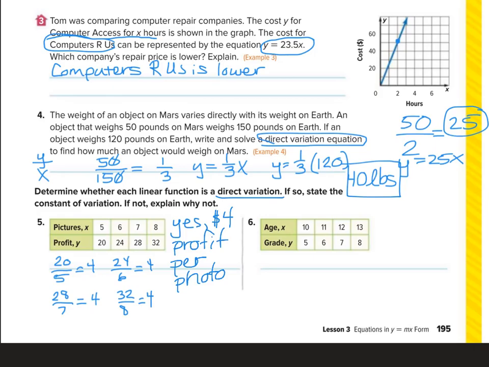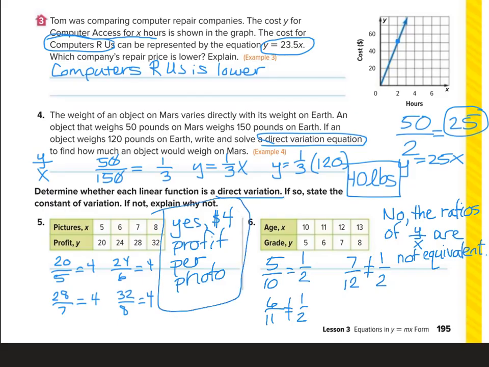For number 6, I'm looking at the ratio between y and x. So if 5 over 10 equals 1/2, the rest of these have to equal 1/2. Does 6 over 11 equal 1/2? No, it does not. Does 7 over 12 equal 1/2? Nope. That means that no, there is not a direct variation, because the ratios are not equivalent. So I can box in my answers.